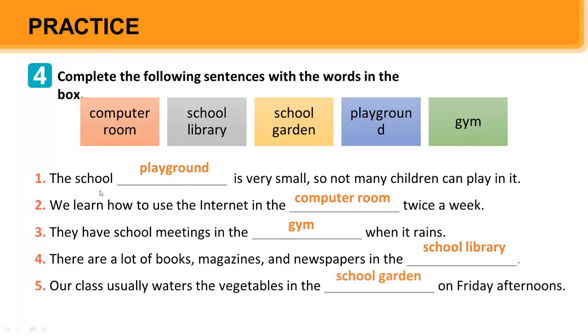Sentence number one, the school playground is very small, so not many children can play in it. Sentence number two, we learn how to use the internet in the computer room twice a week. Sentence number three, they have school meetings in the gym when it rains. Sentence number four, there are lots of books, magazines, and newspapers in the school library. And sentence number five, our class usually waters the vegetables in the school garden on dry afternoons. Okay, now copy down in the exercise book.